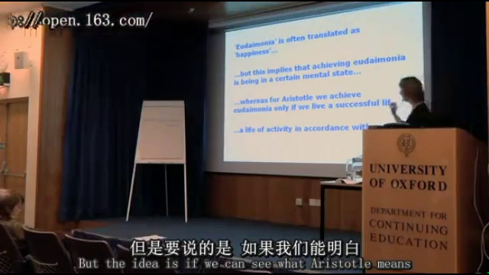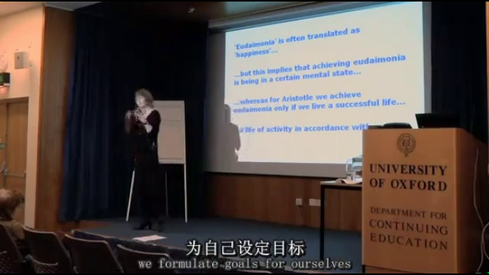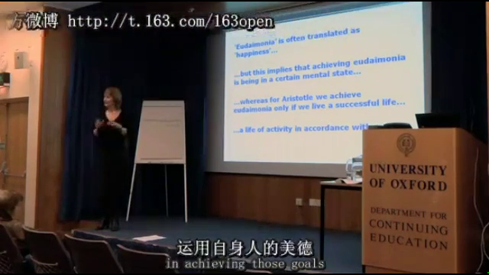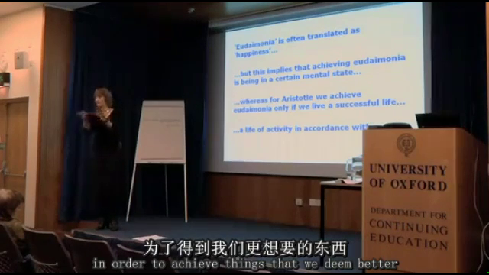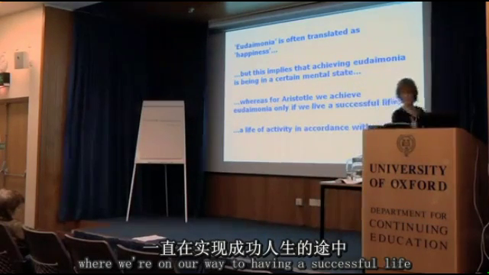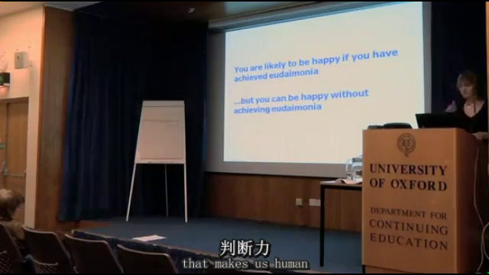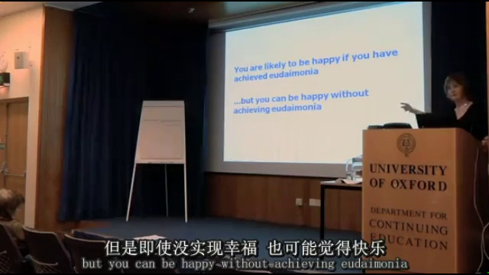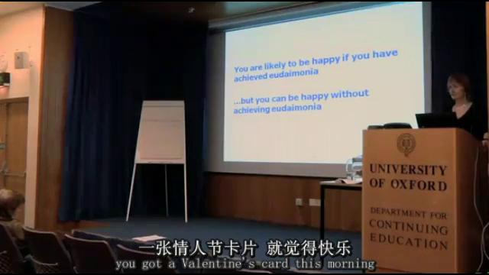But the idea is, if we can see what Aristotle means by exercising the virtues in this way, and see that if over a lifetime we do this, we formulate goals for ourselves, and we exercise the virtues of character in achieving those goals, and that's going to mean not getting some of the things we want, so we set aside some things that we want in order to achieve things that we deem better, then we are on our way to achieving eudaimonia. We're on our way to having a successful life, to living a life in accordance with the reason that makes us human. Okay, so you're likely to be happy if you've achieved eudaimonia, but you can be happy without achieving eudaimonia. Okay, you can be happy just because you got a Valentine's card this morning.